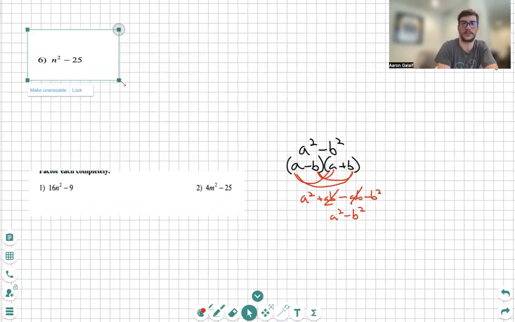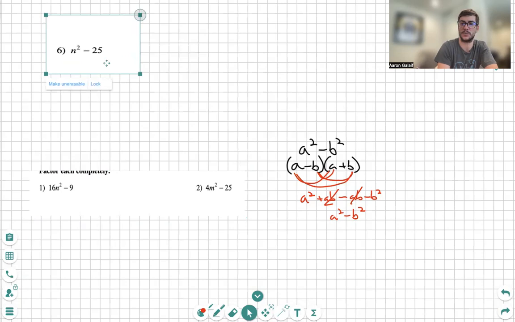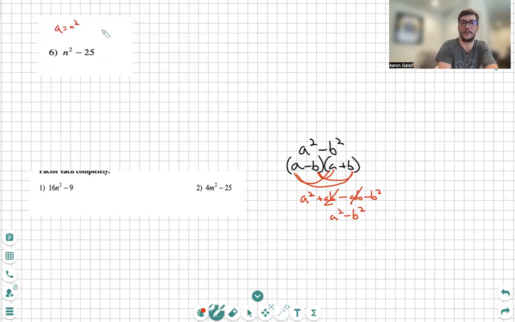So let's do number 6 first. Seems to be the easiest one. I see that my a squared is n squared and my b squared is 25.